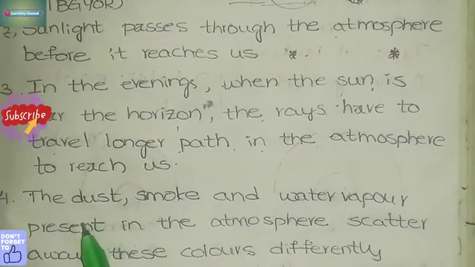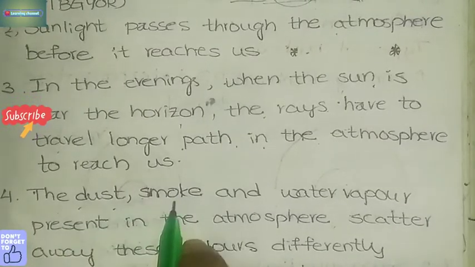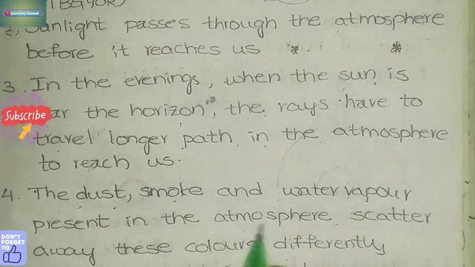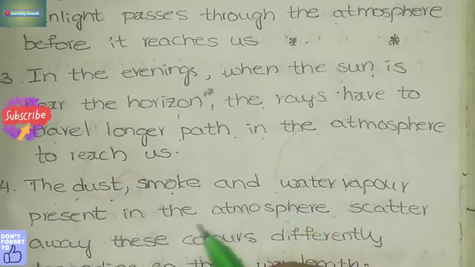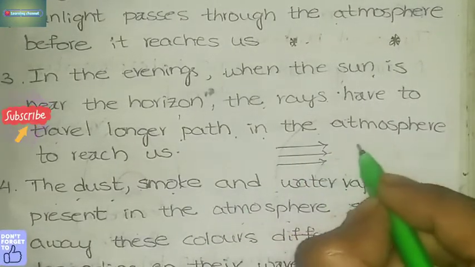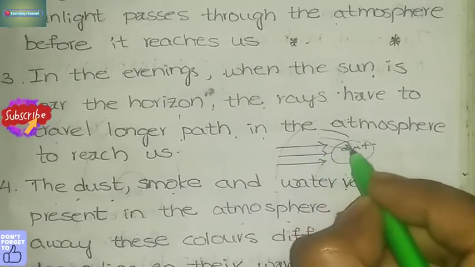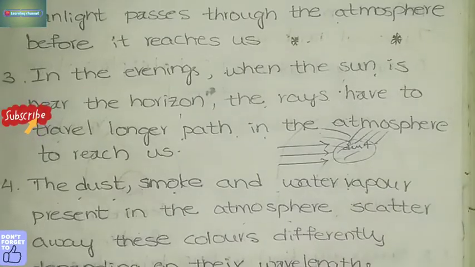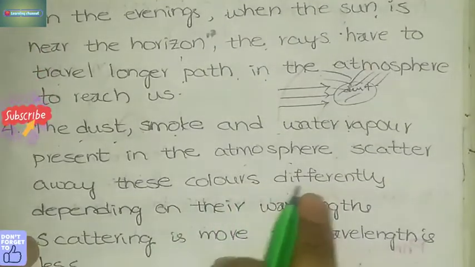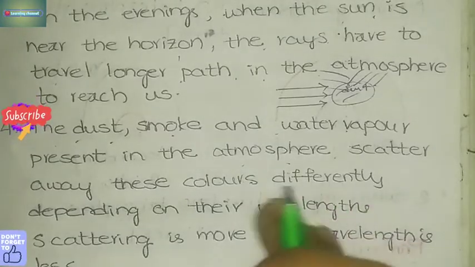So they have to travel through the atmosphere. The atmosphere contains dust particles, smoke and water vapor. They scatter the light. Whatever light rays are coming, the dust and the smoke scatter this light into different directions. And this depends on their wavelengths. So depending on the wavelength, the scattering will be more or less.